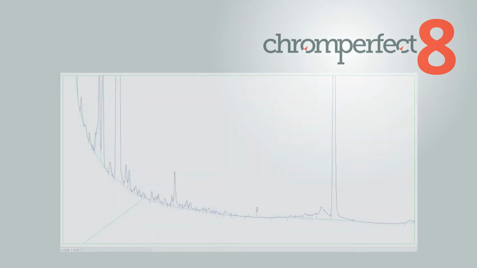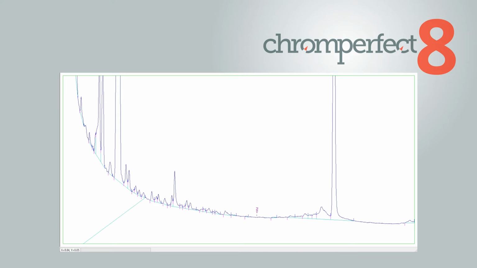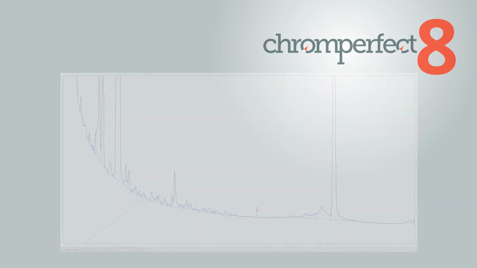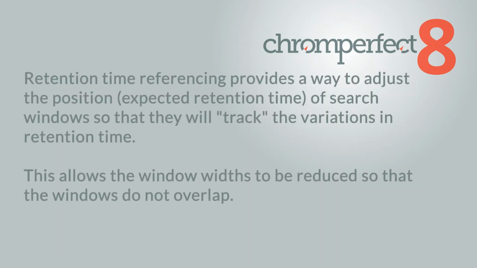When peaks are close together, search windows are not practical because they would overlap. Retention time referencing provides a way to adjust the position, expected retention time, of search windows so that they will track the variations in retention time. This allows the window widths to be reduced so that the windows do not overlap.